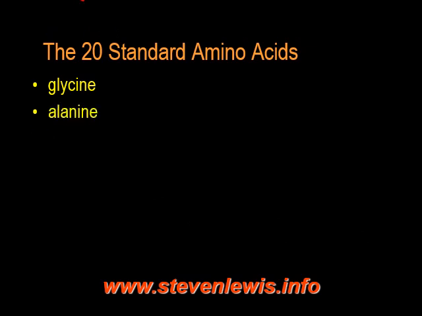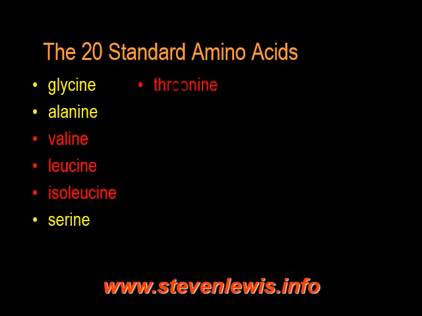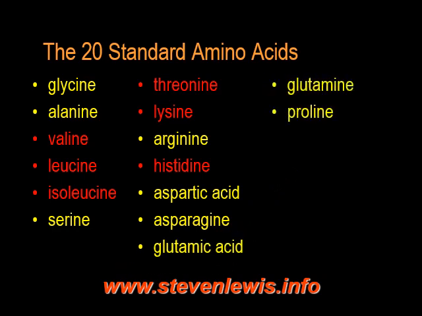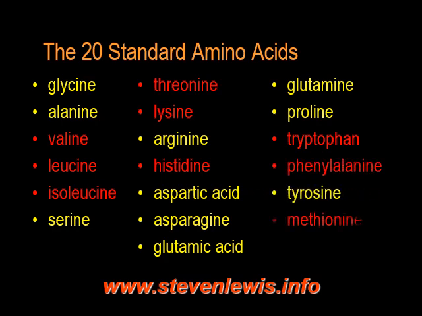Here's a list of the 20 standard amino acids that are used as building blocks of the proteins of our body. Nine of them are shown in red because they are essential in the diet. Those shown in yellow can be manufactured inside the body. For example, phenylalanine must be obtained in our food. But if we have enough phenylalanine in our diet, we can use some of it to make tyrosine by adding a hydroxyl group to its side chain.